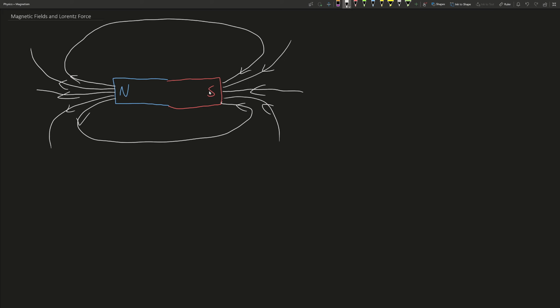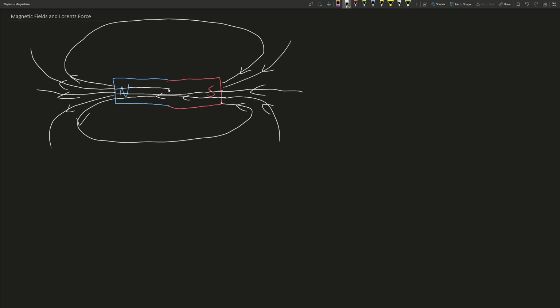All right, and then let's see. Inside of the magnet, these field lines will just continue. So you would have these field lines here that go from south to north. But outside of the magnet, these field lines go from north to south, and inside of the magnet, the field lines go from south to north. And field lines, just like electric field lines, don't cross.